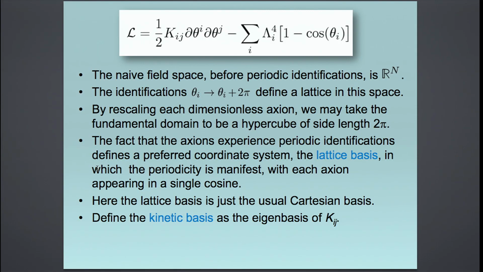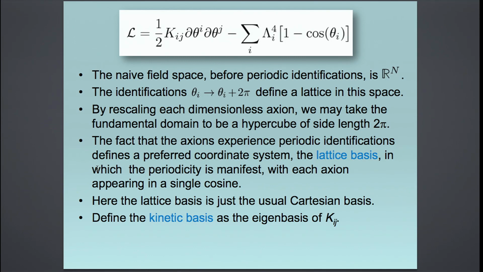You could do that. But the question is, if there are mixings in the kinetic term, if the kinetic matrix is non-diagonal in the basis in which the potential is a sum of individual cosines, what happens then? So you may think, wait a minute, this is somehow trivial. I should be able to get rid of this by a coordinate transformation. No, you can't get rid of it by a coordinate transformation because the coordinate freedom has been fixed in the following way. The naive field space before any periodic identification, just at the perturbative level, before any non-perturbative effects, is just R^n. And then the identifications theta_I goes to theta_I plus 2 pi define some lattice in this space.